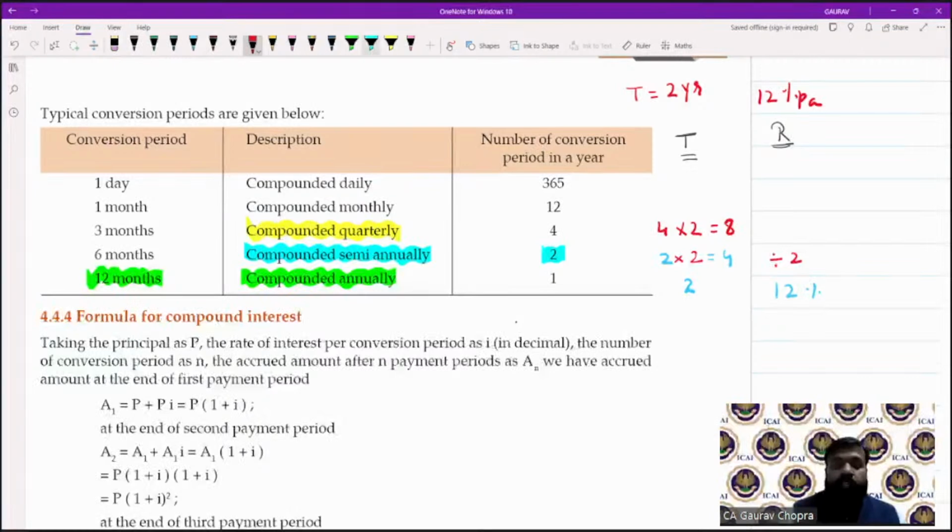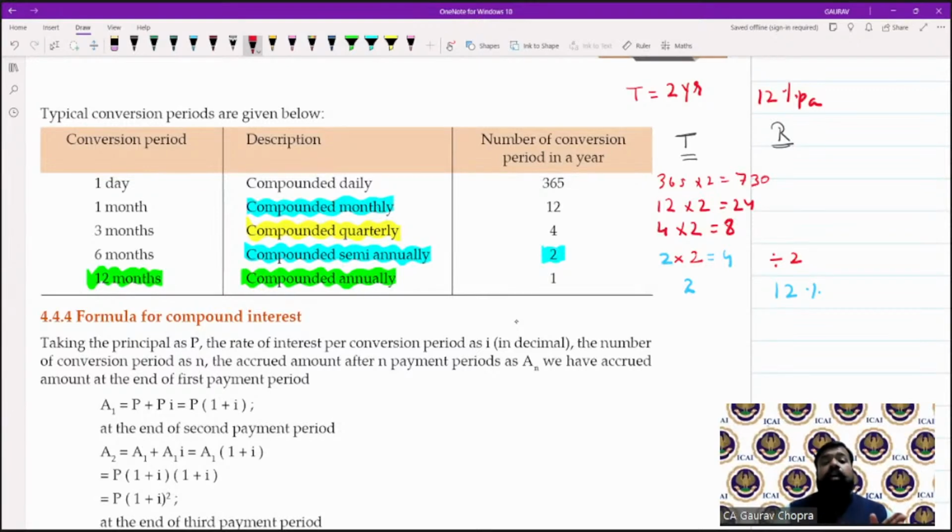If we are doing monthly compounding, so in 2 years, how many months are there? In 2 years, there are 24 months. So 12 into 2, it becomes 24. Now, if we have to do daily compounding, then 365 into 2, that is 730. It will become the time period.